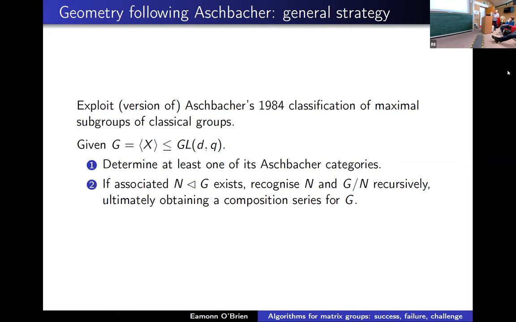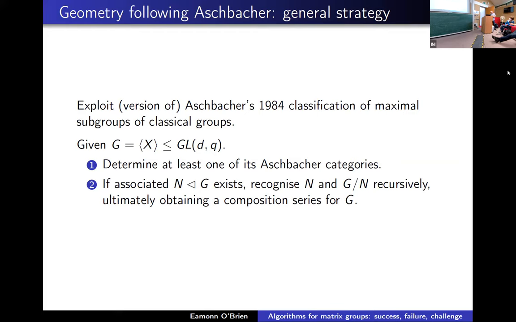Okay, so suppose we can compute it. Well, then, if there is a normal subgroup associated with that Aschbacher category, and I'll illustrate that in a moment, then what we want to be able to do is work with N, and work with the factor group, recursively. I'm using the word recognize here very loosely. I'll try and justify that term a little bit later. But suffice to say, I want to refine this process to obtain a composition series for G. So that's the sort of strategy which Cheryl Praeger and Peter Neumann suggested back in the 1990s, and which has been followed by a lot of people since then.